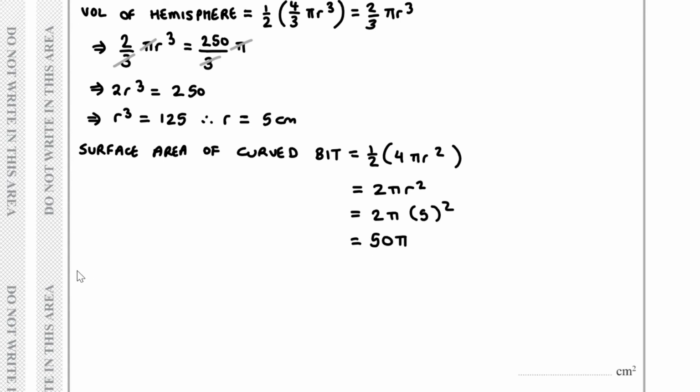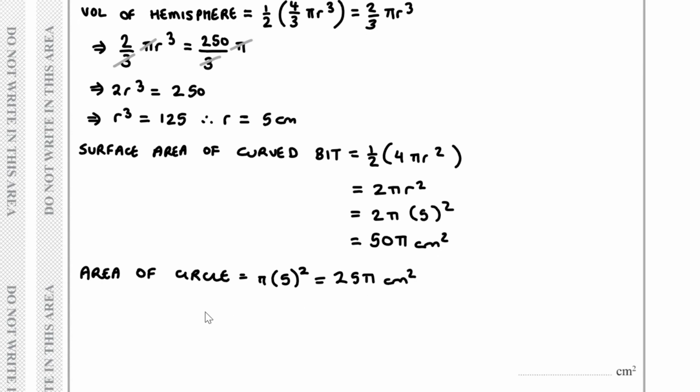And the area of the circle, this is equal to pi lots of 5 squared, which is equal to 25 pi. Okay, and don't forget the units.